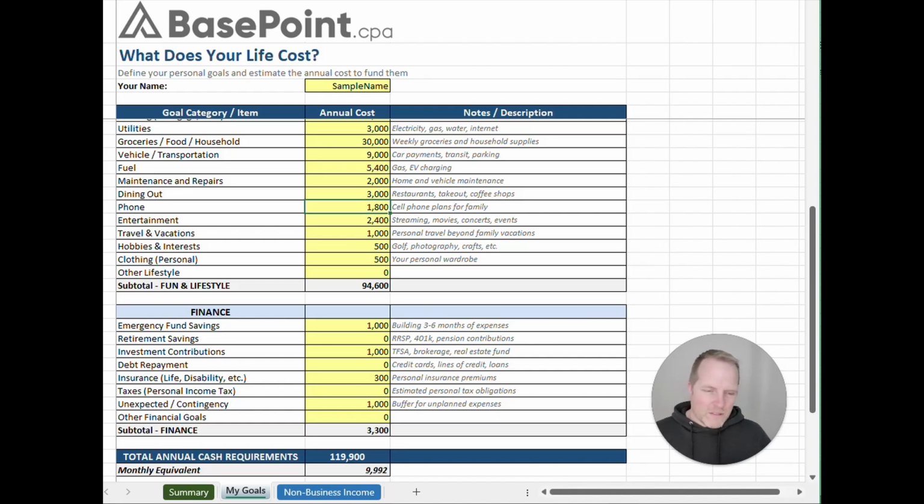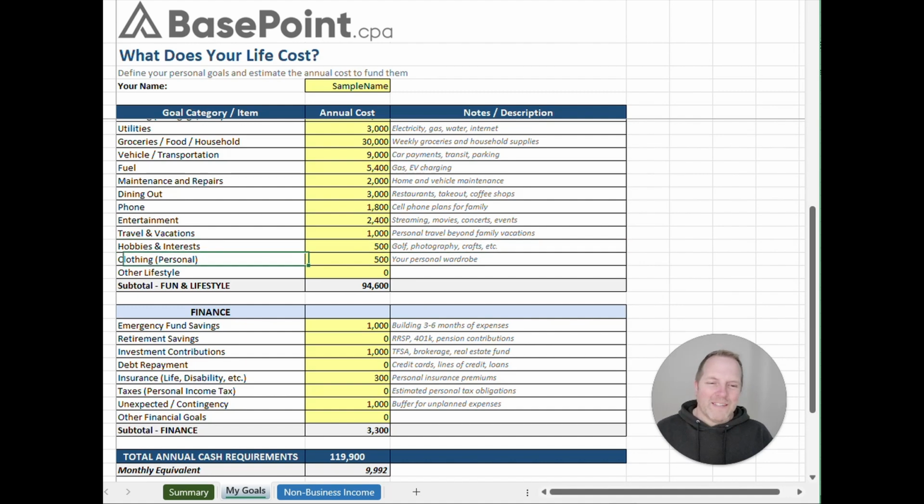Phone, $1,800, so that's about $150 a month there. Entertainment, okay, maybe about $200 a month there for 12 months. This could be anything, like it says here, right? Streaming services, concerts, events you might want to go to. Travel and vacations, this might be for anything that's beyond vacations that you're doing with your family, right? Maybe you like to have a personal getaway or something. Hobbies and interests, right? We talked about golf earlier, maybe a couple rounds of golf there too.